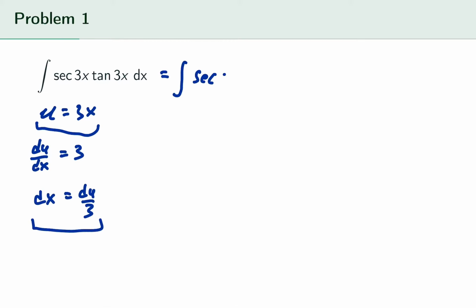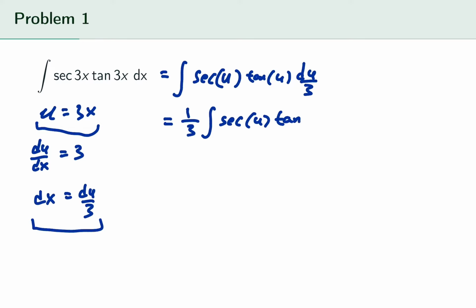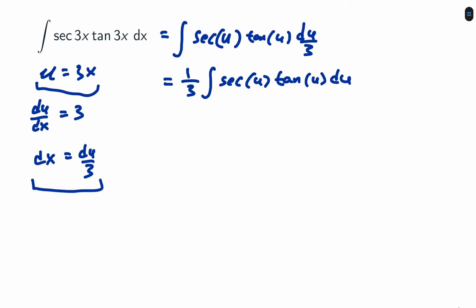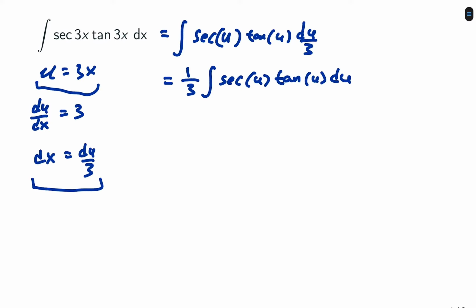secant of u tangent of u, and dx is du over 3. Since it's a constant, we can take it out in front of the integral sign, put it 1 over 3, like this. And here, we know that the derivative of secant x is secant x tangent x. So therefore, our final answer is secant u plus c, because the derivative of secant u will be secant u tangent u.